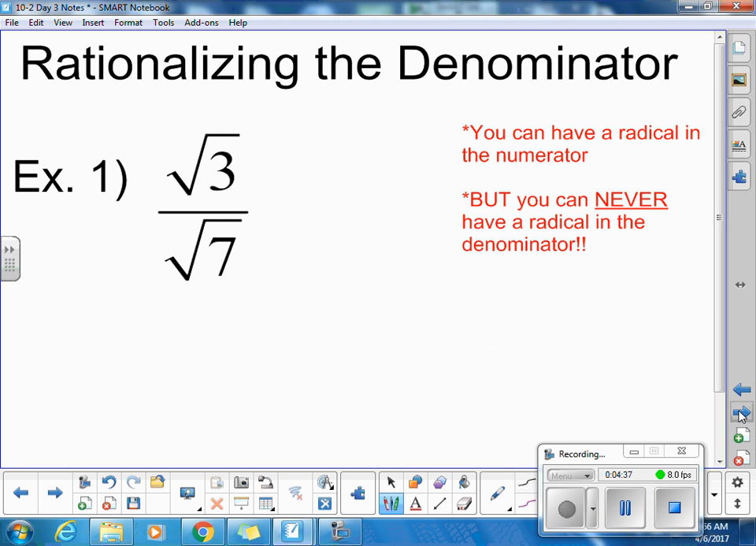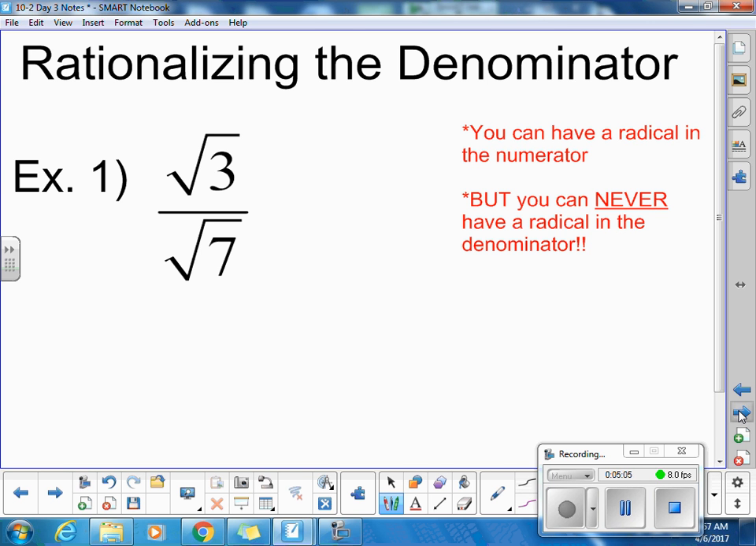All right, so now we're going to talk about rationalizing the denominator. We said that there can't be any radicals in the denominator. You can have them in the numerator, but not in the denominator. So to get rid of them, remember we have just spent a few days knowing that if we have a pair of something under a radical, we can pull one out. So we need to somehow get a pair of 7s under a radical instead of just one 7.